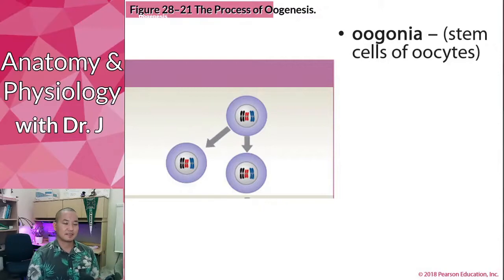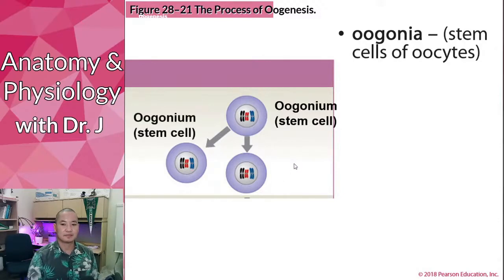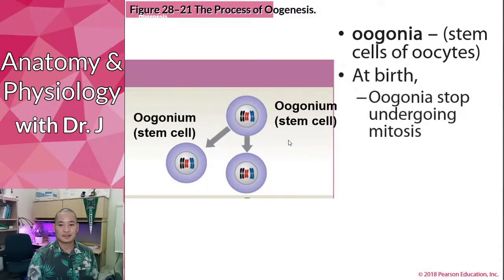Now, oogenesis in the female reproductive system is a lot more complicated than spermatogenesis. What happens is that we have the oogonium, and through mitosis you can generate multiple oogonia. So why do women experience menopause? Why can't women produce ova and ovulate throughout their entire life cycle? Well, at birth these oogonia stop undergoing mitosis.